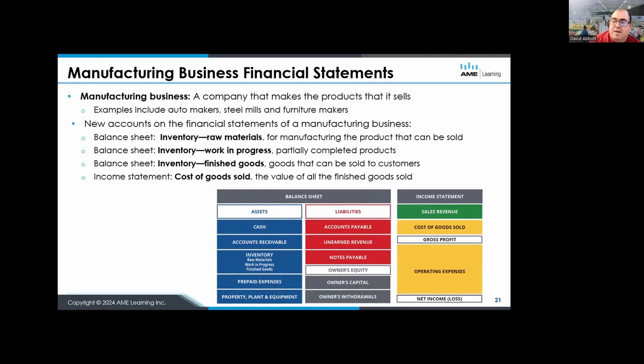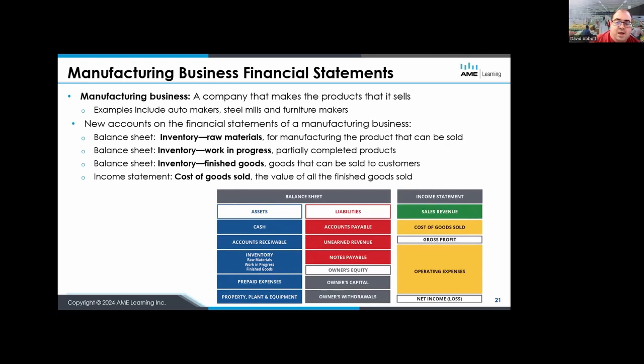Then, of course, the manufacturing business is one that actually makes the products that it sells. An example would be automakers, Ford, GM, Toyota, who build the cars that they sell. A steel mill, maybe a furniture company. They make things that they then sell.